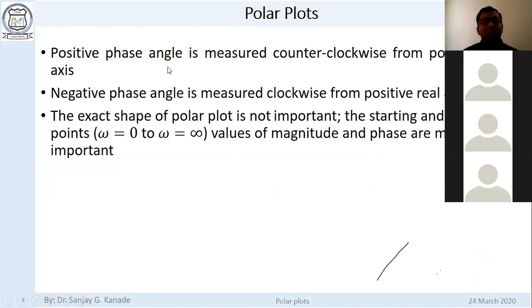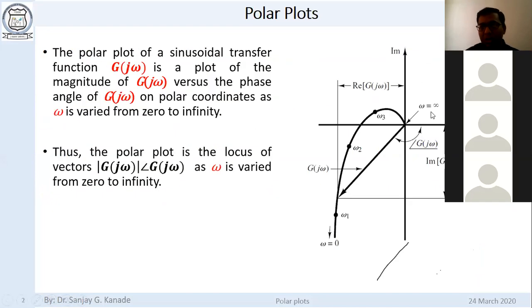As usual, the positive phase angle is measured counterclockwise from the positive real axis. So this is nothing new. The negative phase angle is measured clockwise from the positive real axis. If you go from the positive real axis anticlockwise, then the angle is positive. If you go clockwise, then the angle is negative.